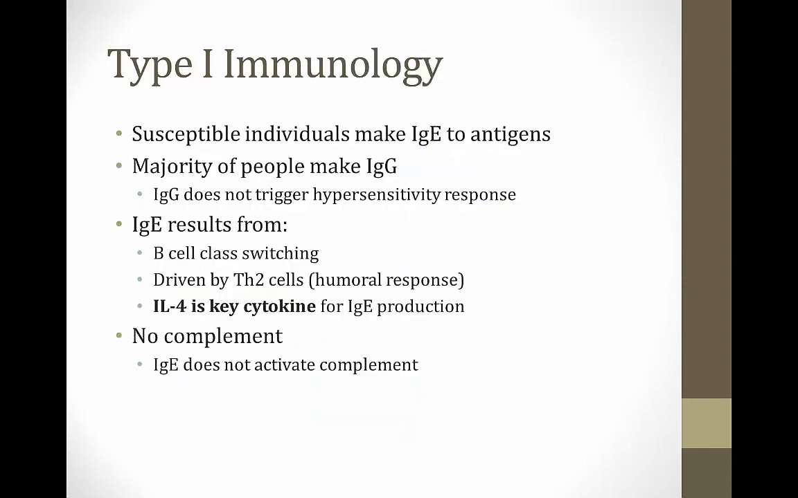The immunology of type 1 reactions all has to do with IgE antibodies. Susceptible individuals make IgE antibodies to antigens where other people do not. The majority of people instead make IgG antibodies, and these do not trigger a hypersensitivity reaction. The IgE that is synthesized in susceptible individuals comes from B cell class switching. This is driven by a Th2 T helper response, which is part of the humoral response. I talk about this in more detail in the T cell module. A key cytokine is IL-4. IL-4 triggers the B cells to class switch and produce IgE, and it's very important in type 1 hypersensitivity reactions.